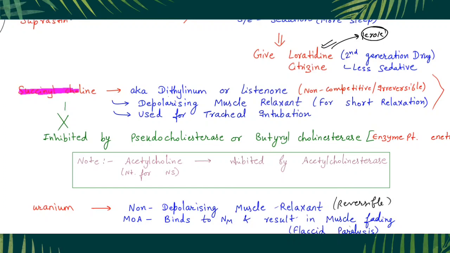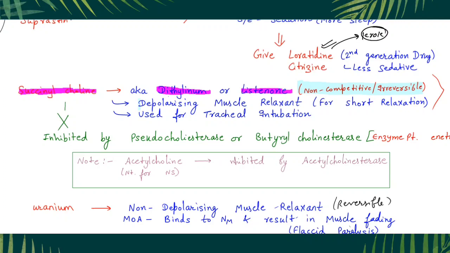It is also known as diethylenum or listinone. These are non-competitive irreversible muscle relaxants. Non-competitive irreversible means they don't have any antidote.